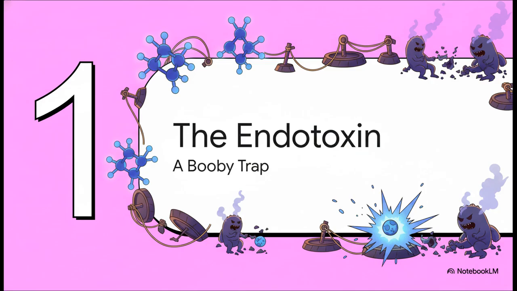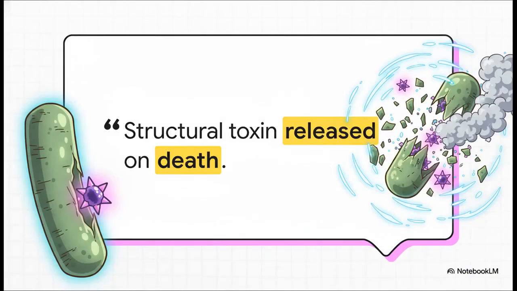Okay, first up, let's talk about our first villain, the endotoxin. Now, the absolute best way to think about this one? It's a booby trap, a weapon that only goes off after you think you've already won. And this right here is the heart of it. It's kind of paradoxical, right? The danger from an endotoxin doesn't actually come from the living bacterium. It comes from its destruction. The trap is only sprung when the bacterium dies and breaks apart.